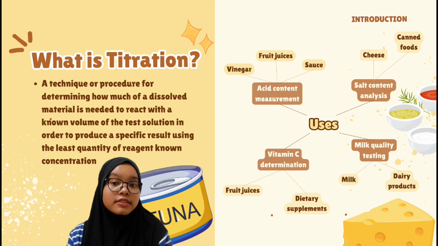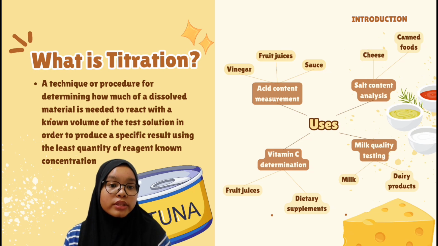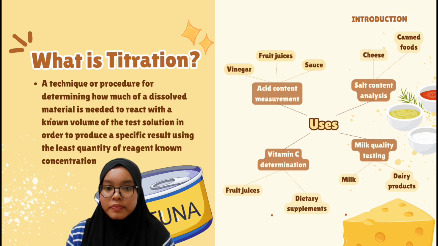Next, we have salt content analysis. In products like cheese, butter, and canned goods, titration method is used to determine the salt content, which is sodium chloride. This is important for taste, preservation, and health regulation.